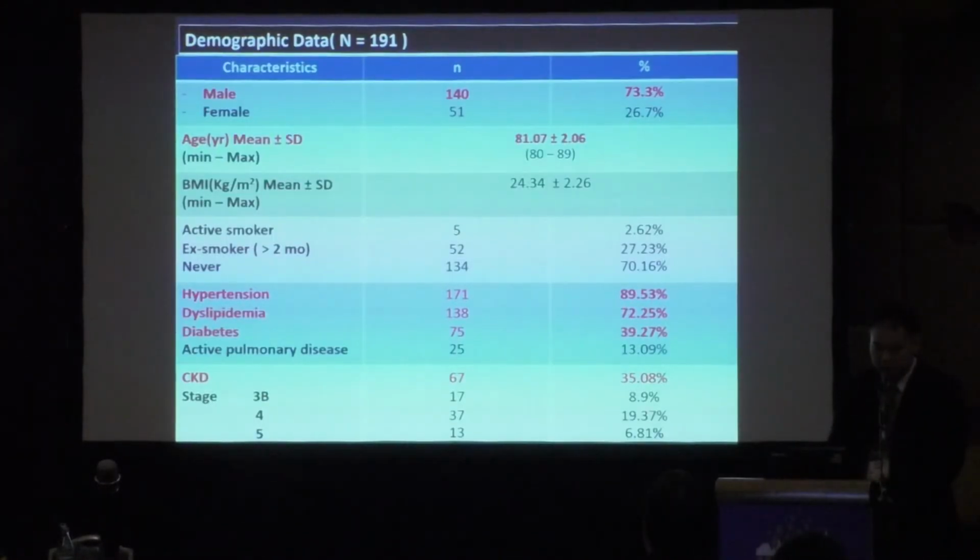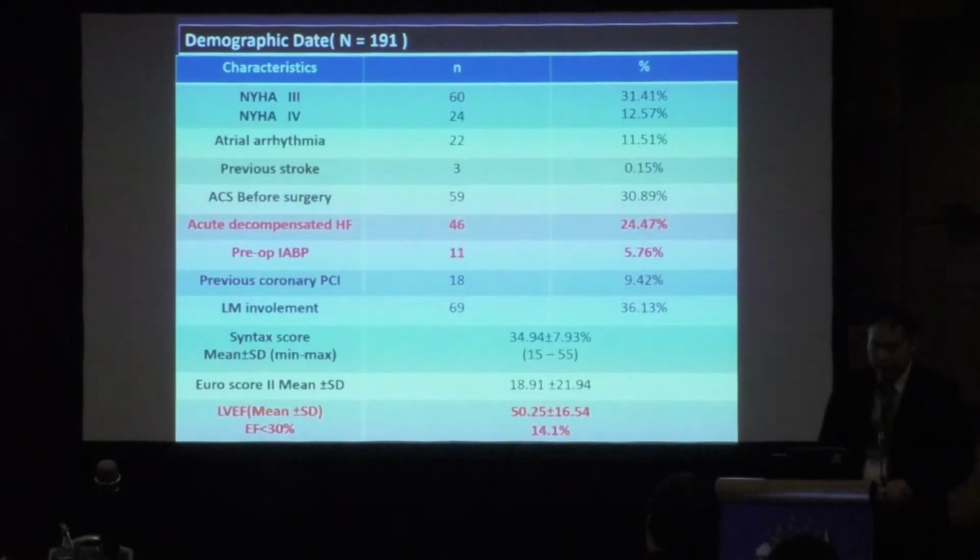The demographic data show that the mean age was 81 years old. Common comorbidities consist of hypertension, dyslipidemia, diabetes, and chronic kidney disease, respectively. 24% of patients had been diagnosed with acute decompensated heart failure. The mean LVEF was approximately 50%. Severe dysfunction category was 14%.